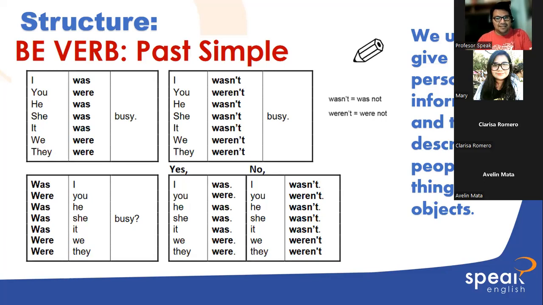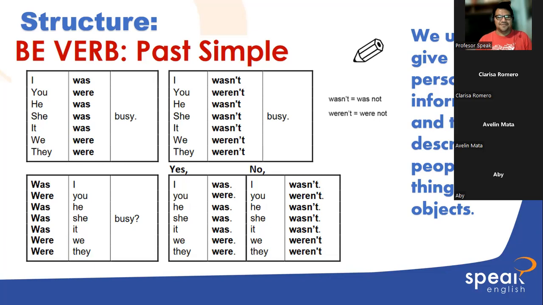Now, if they were negative sentences, we can say was not, okay, or the contracted form wasn't. Can you please repeat? Wasn't. Very good. Okay, so if it's were not, then we say weren't. Weren't. Okay.